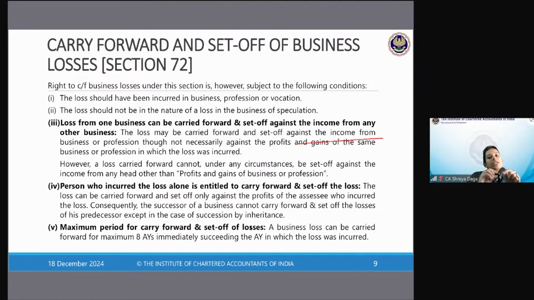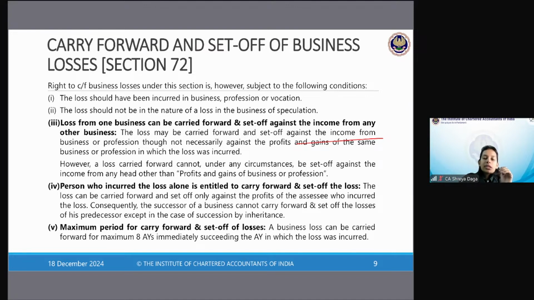So if there is a case of succession by inheritance, that means I have inherited your property, the person has died by natural death or something, and then somebody has inherited his entire property and his entire income and losses. So losses have also come. Okay, then you can use the old losses. But otherwise, in a case other than succession by inheritance, if you did not incur the loss, somebody else did, and you have just got the losses somehow, then you do not get the right to use those losses.